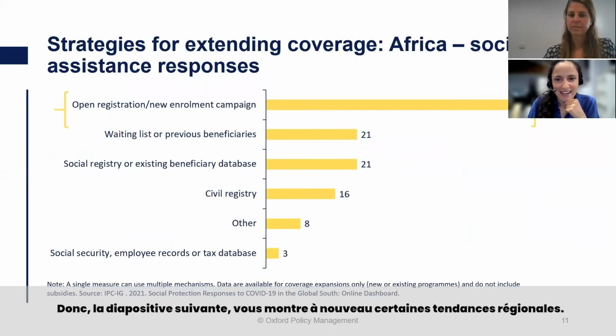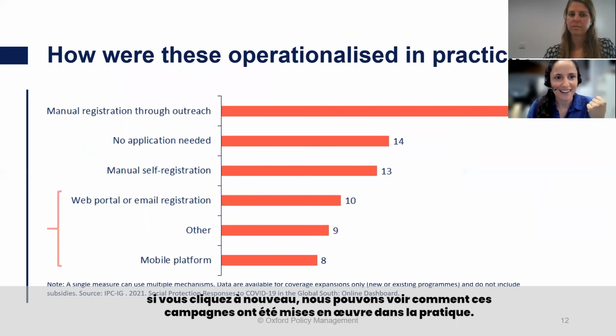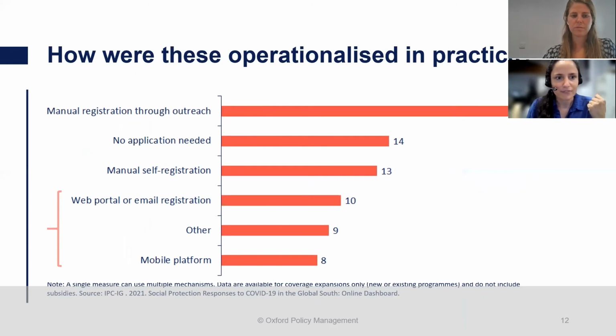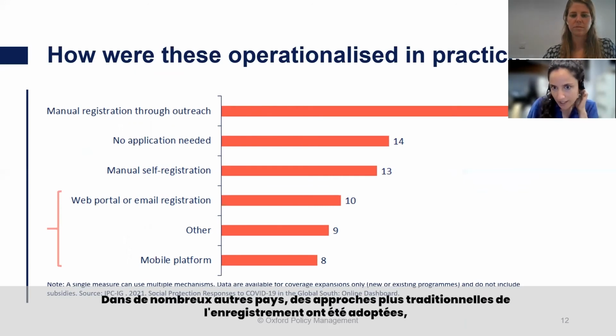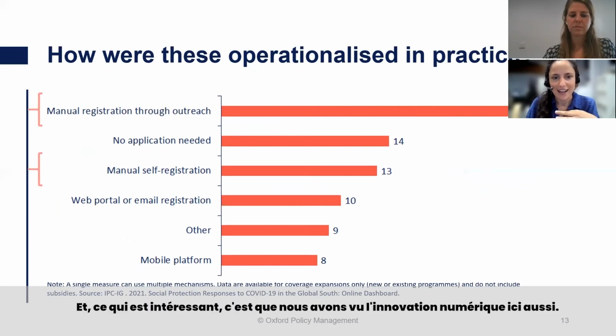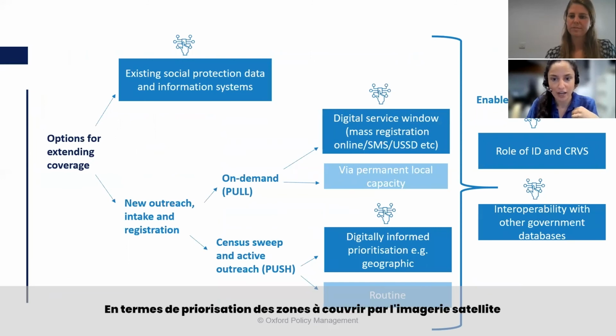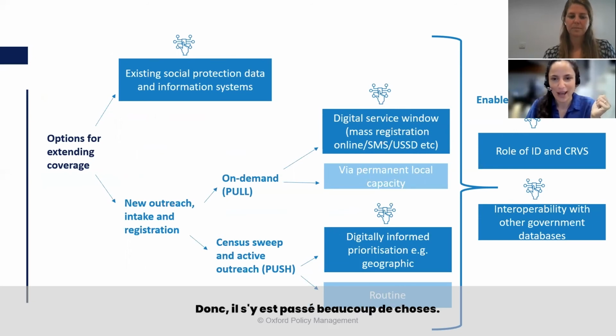So this next slide shows you some regional trends again, and you can see the number of countries that went forward with new enrollment campaigns. And if you click again, we can see how these were operationalized in practice. In many other countries, more traditional approaches to registration were taken via census door-to-door data collection. And what's interesting is that we've seen digital innovation here as well in terms of prioritizing areas for coverage via satellite imagery and other data-informed approaches. So there's been a lot happening.